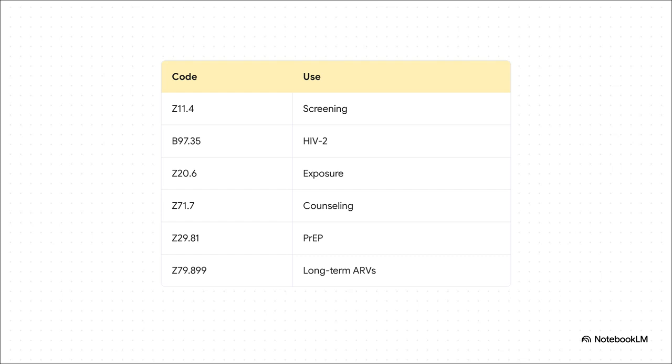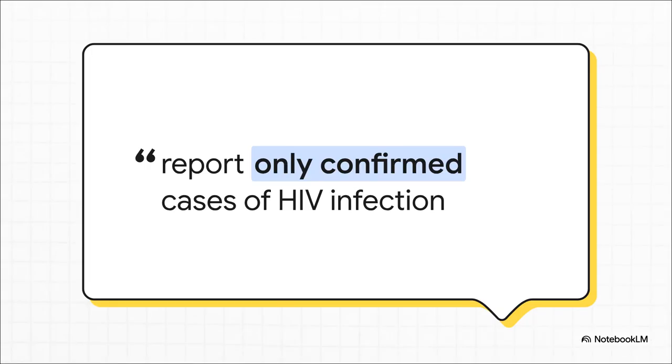And definitely pay attention to the medication codes. Z29.81 covers an encounter for PrEP, while Z79.899 covers other long-term current drug therapy, like when they're managing asymptomatic HIV with antiretrovirals. But wait, before you use any of those primary disease codes, you absolutely must remember this immovable law straight from the 2026 ICD-10 official guidelines. You may report only confirmed cases of HIV infection.